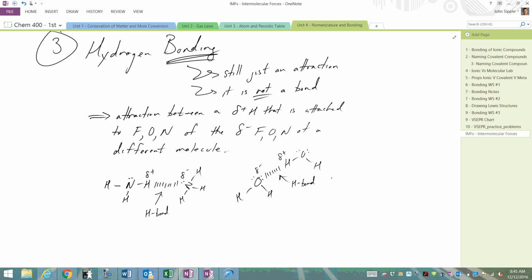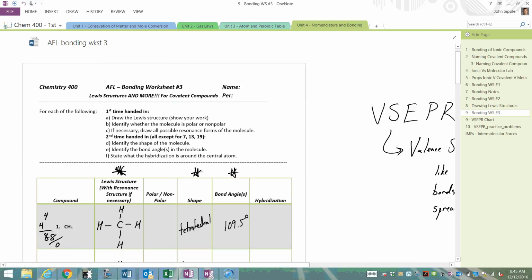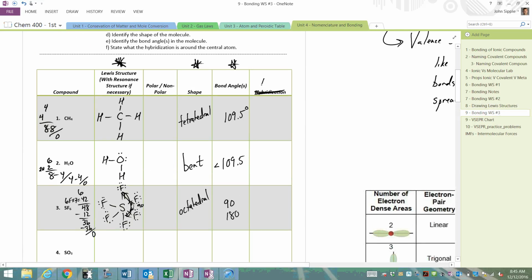All right, so with bonding worksheet number 3, change that last column over there from hybridization to IMF, intermolecular force. So what we want to do is identify the intermolecular force present in each molecule. You need to ask a couple of questions as we go through this, like a little flow chart.